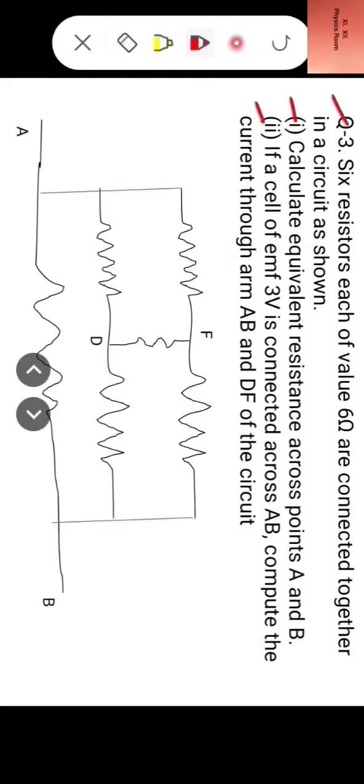So FD can be treated as an open circuit. So 6 plus 6 is 12, and 6 plus 6 is again 12. So 12 and 12 in parallel. So equivalent resistance is 6 ohm, again 6 ohm and 6 ohm in parallel. Then it is 3 ohm. Total resistance is 3 ohm. So if a cell of 3 volt is connected across AB, the current through arm AB is 1 ampere and through arm FD is 0. So this is how you have to solve this problem.